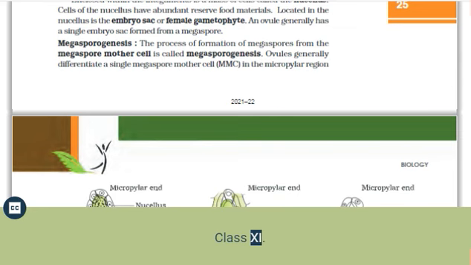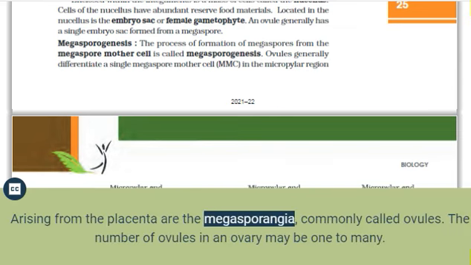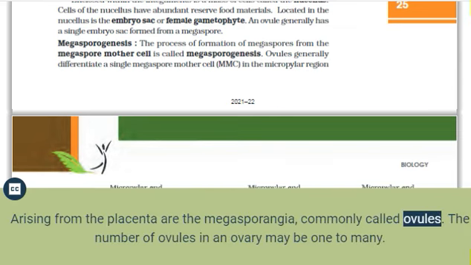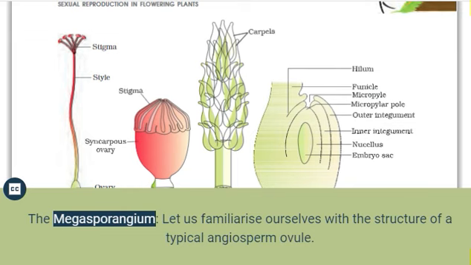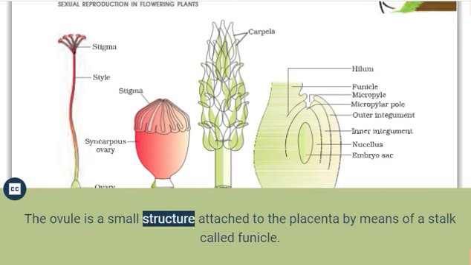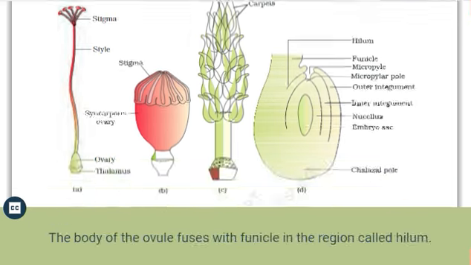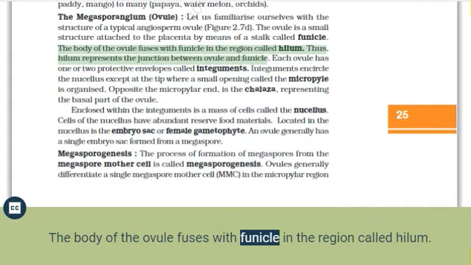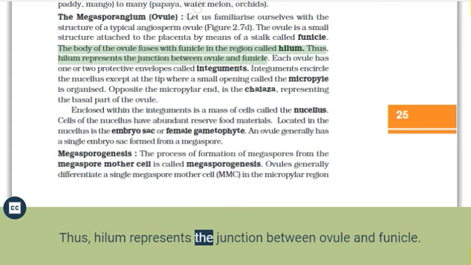Arising from the placenta are the megasporangia, commonly called ovules. The number of ovules in an ovary may be 1 to many. The megasporangium. Let us familiarize ourselves with the structure of a typical angiosperm ovule. The ovule is a small structure attached to the placenta by means of a stalk called funicle. The body of the ovule fuses with funicle in the region called hilum. Thus, hilum represents the junction between ovule and funicle.